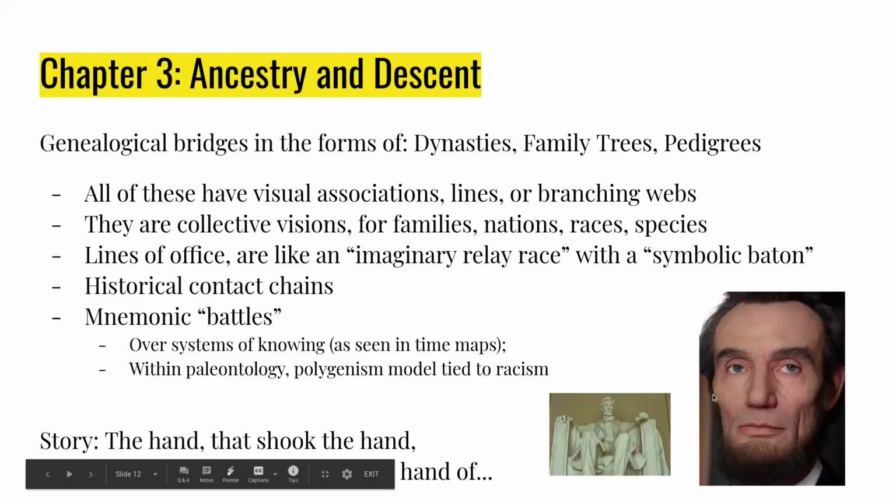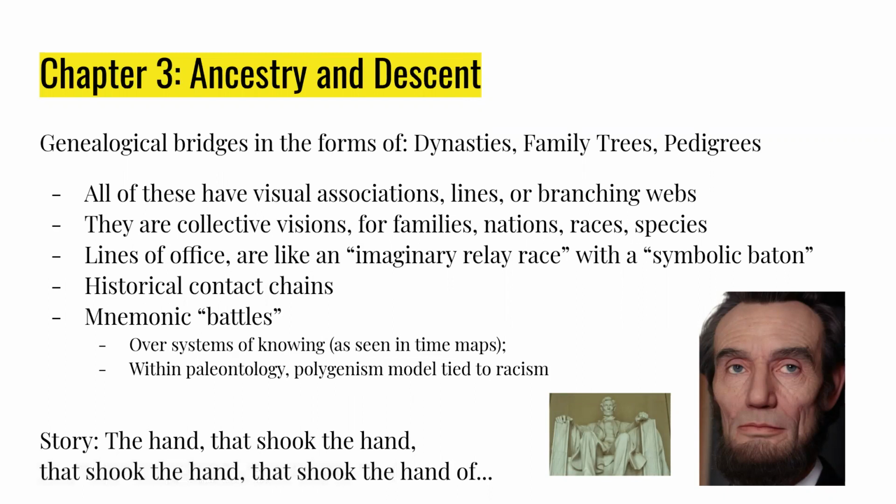Ancestry and descent is a certain type of genealogical bridging that's used for dynasties, family trees, and pedigrees. And this is the idea that there are certain lines of connection, direct lines of connection, sometimes through blood, sometimes through an office, like the office of the president for Rutgers. It's a successive chain, and it's like a relay race in a way where one leader comes right after the other and picks up where the last left off, and they share an office, share a title, share a symbolic role for the university. So these are historical contact chains. And then historical contact chains don't always have to be with certain positions and official roles.